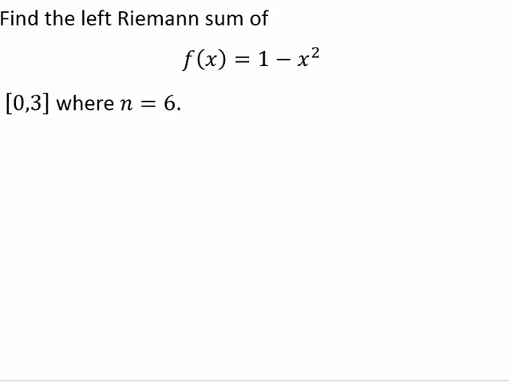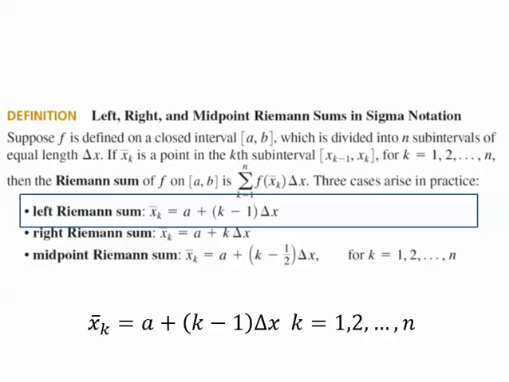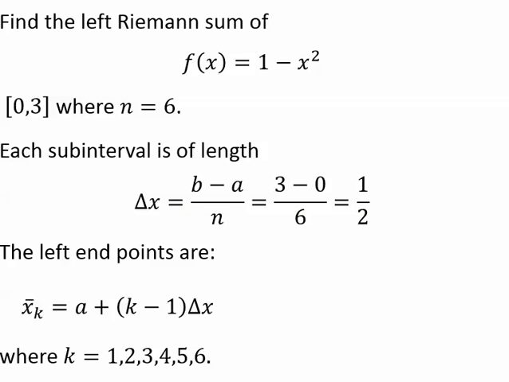Let's do another example. Find the left Riemann sum of f over the interval 0 to 3 using 6 rectangles. Each subinterval is of length 1/2. The left Riemann sum uses the left endpoint of each subinterval to evaluate the given function. For this Riemann sum, a is equal to 0, change of x is 1/2, and k runs from 1 to 6.